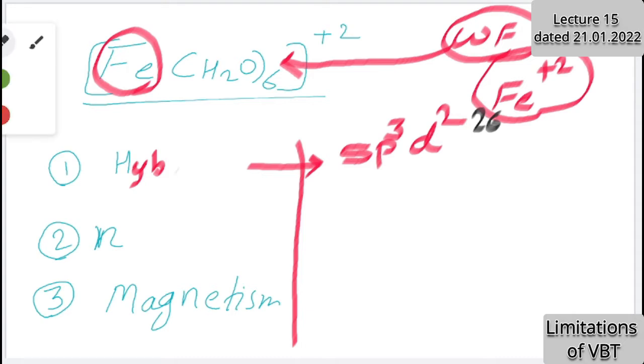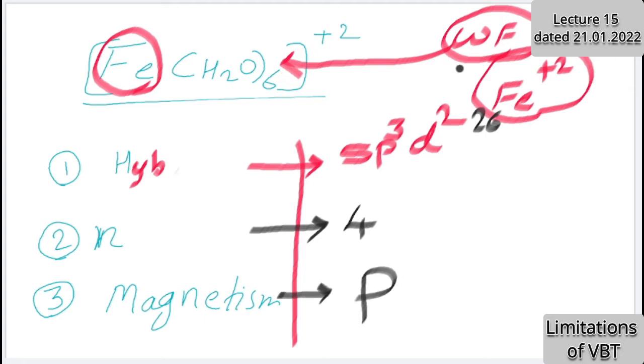3d6. Okay, 3d6. I want the number of unpaired electrons. 4. Good. Whoever has given 4 as the answer is correct. It means they are applying magnetism. Paramagnetic. Good. So if you know whether the ligand is weak or strong, you can guess outer orbital or inner orbital. From that the hybridization, and of course the geometry. Hybridization sp3d2, octahedral complex. So octahedral will be the geometry. That idea you will get.